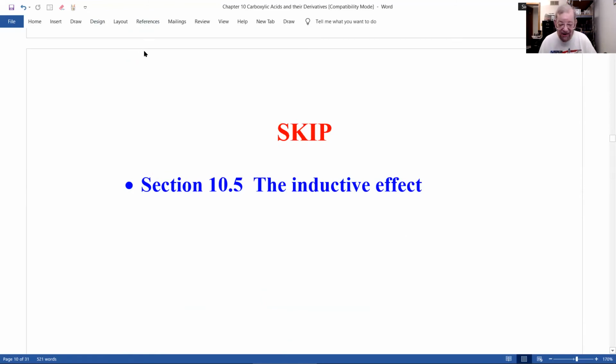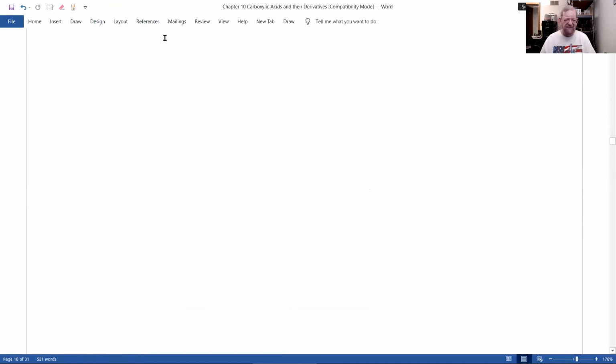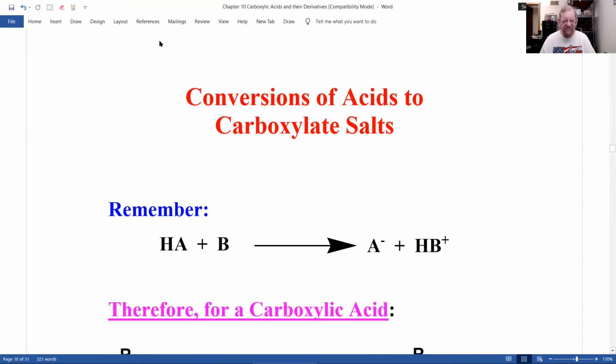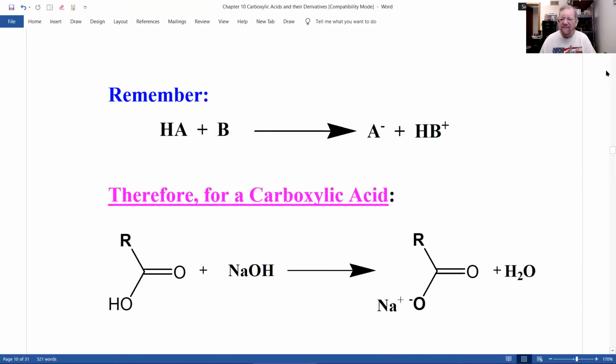If you're reading a book, I'm skipping section 10.5. Remember, this is test 3 material.